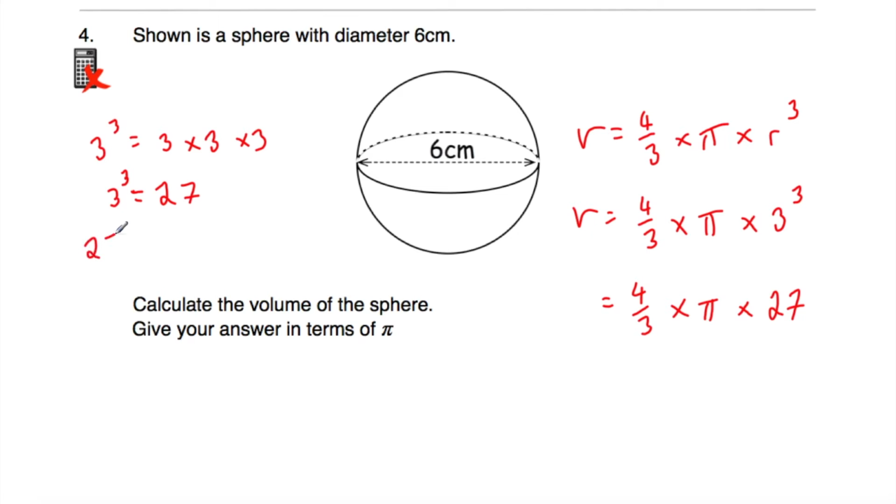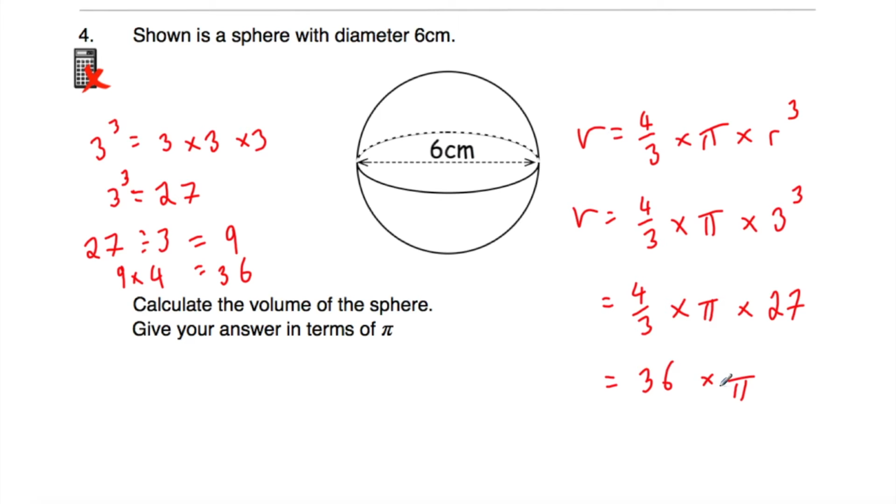So let's work out 4/3 of 27. We're going to take 27 and divide by the bottom, so divide by 3. 27 divided by 3 is 9. And then we're going to multiply by the numerator, 9 times 4, that's equal to 36. So 4/3 of 27 will be 36. So we've got that's equal to 36 multiplied by pi.